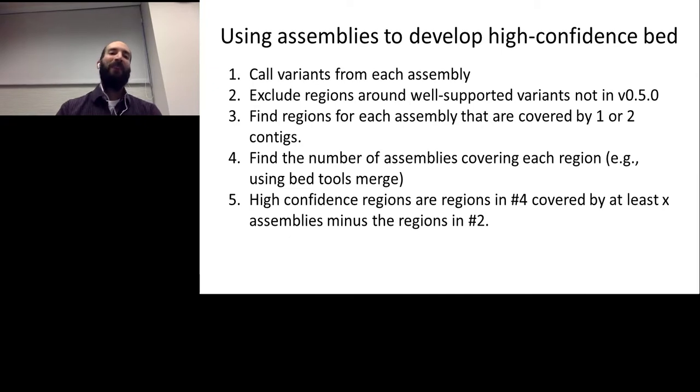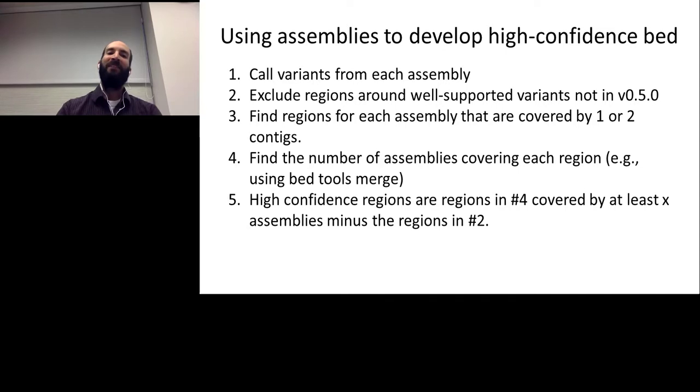The other thing we wanted to do, in addition to developing this 2-tiered call set, is develop a high confidence bed file that allows you to assess false positive rates. To do this, we have been working on a method where we're using assemblies to develop this bed file. We first call variants from each assembly and exclude regions around any well-supported variants from these assemblies that are not in our version 0.5 call set.